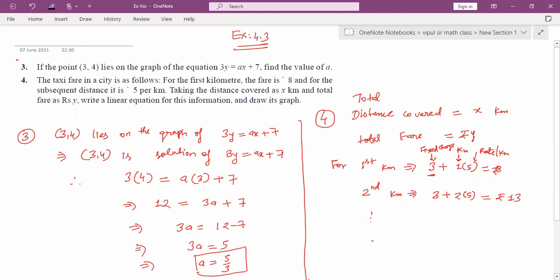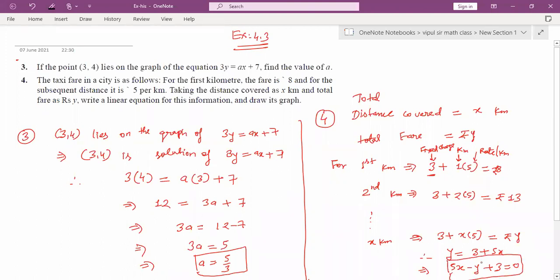Similarly, if you go x kilometers, what happens? This 3 is fixed and here x × 5, and that is equal to the total cost, the total expense, ₹y. So therefore you can say y equals 3 + 5x. This is the equation. If you write it in the standard form, you can have 5x minus y plus 3 equals 0. So this is the equation that you have got while solving this word problem.